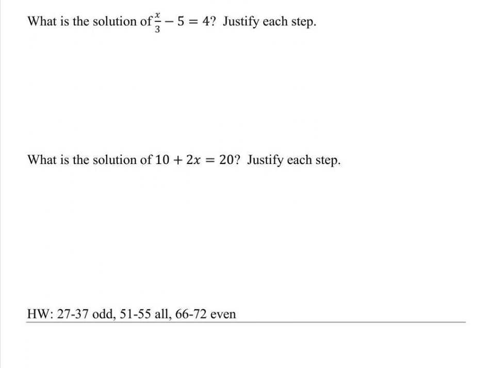So we have 2 more problems to practice. Let's talk our way through the first one. What is the solution of x over 3 minus 5 equals 4? And then it says justify each step, which tells me I'm going to do what? We're going to do a proof. We need to draw that table. On the left side goes steps. And on the right side goes reasons.